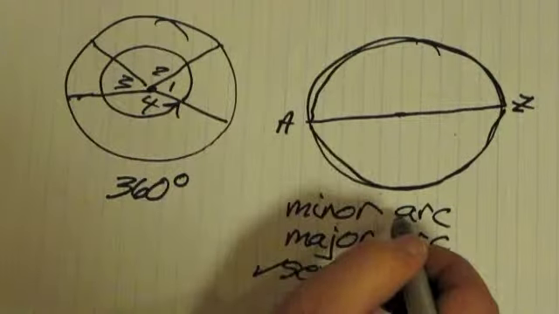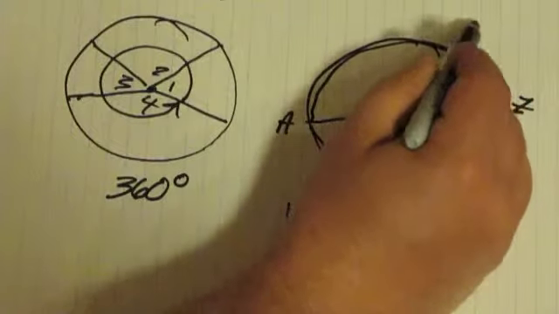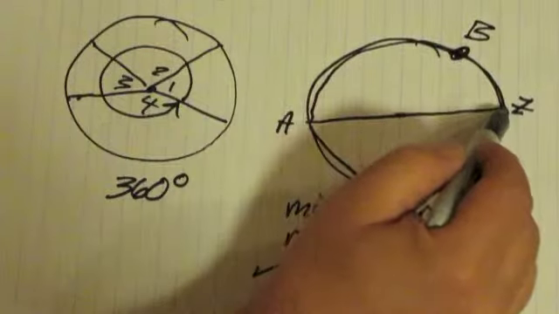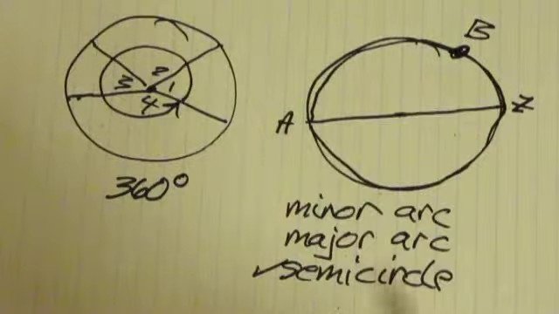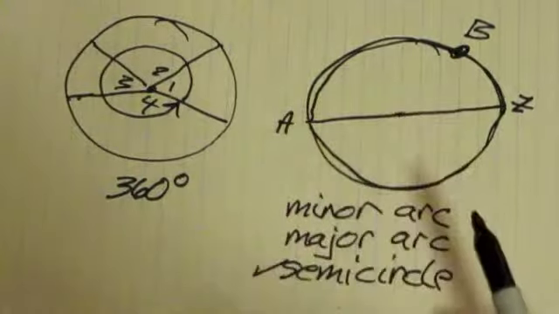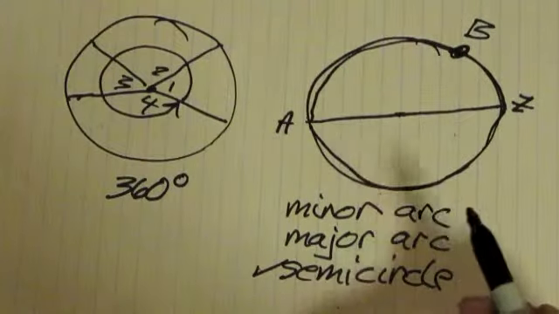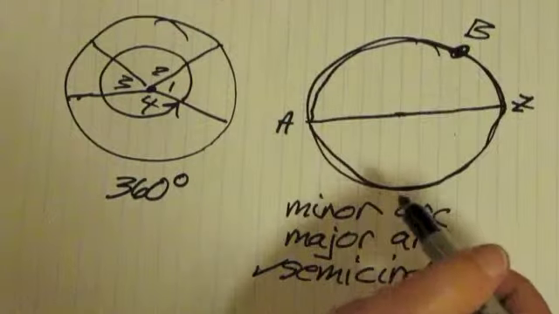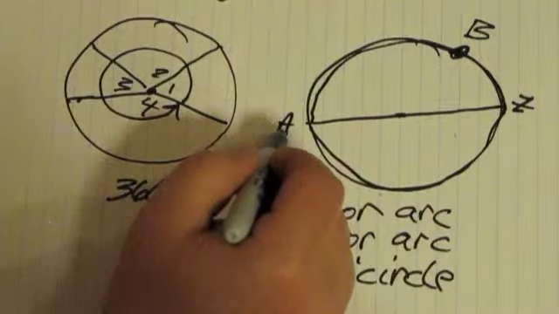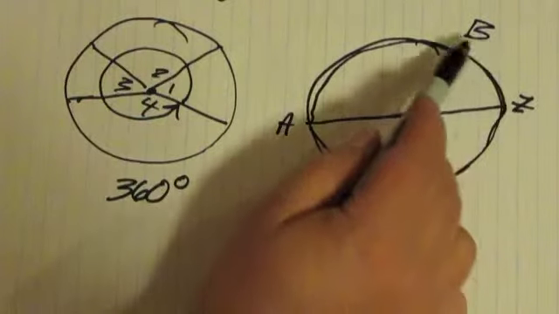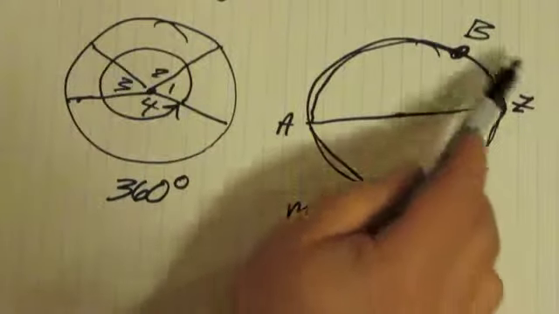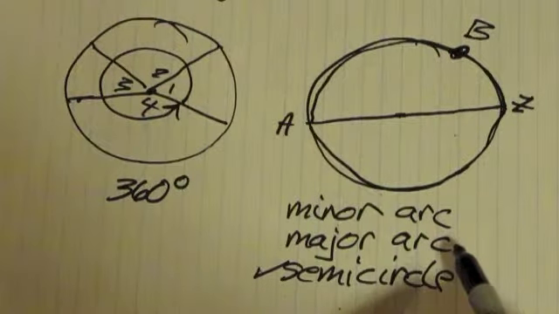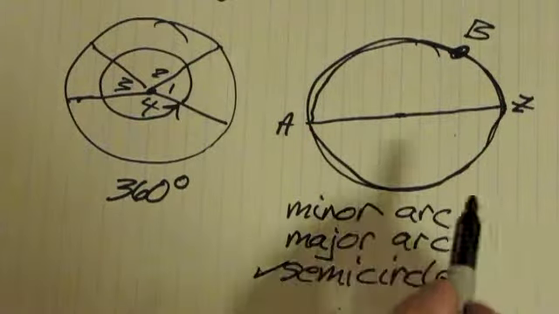Now, a minor arc is going to be an arc like arc AB or arc BZ that is less than half the circle, or less than a semicircle. An arc that is bigger than a semicircle would be like arc AZB. So now we're going all the way around this way. That arc is what you call a major arc.